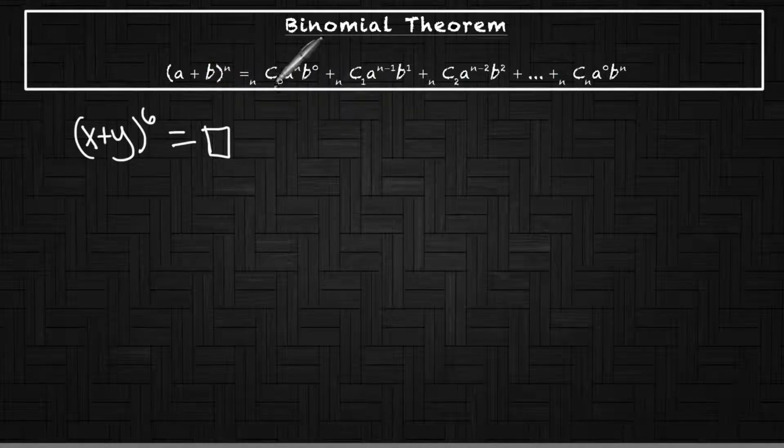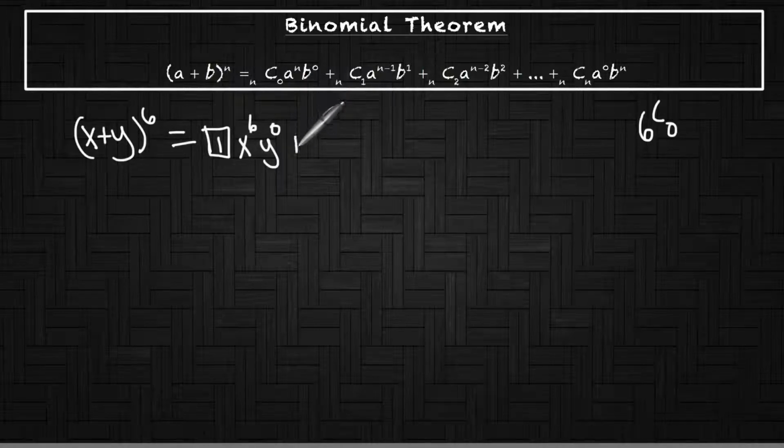And the first coefficient you will get by doing 6c0. Now you will find that that is just going to be 1. All right, and then a to the n, b to the 0. Well, a is the first term in the parentheses, and b is the second term in the parentheses. And so let's just go ahead and do that. So it's going to be x to the 6th and y to the 0. All right, now we're moving on to the next term.